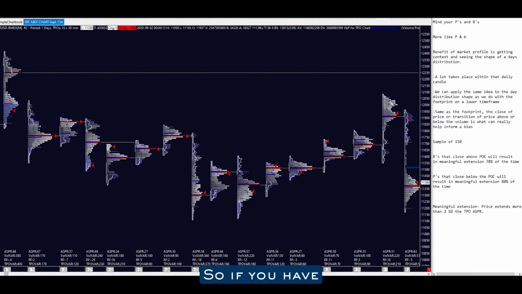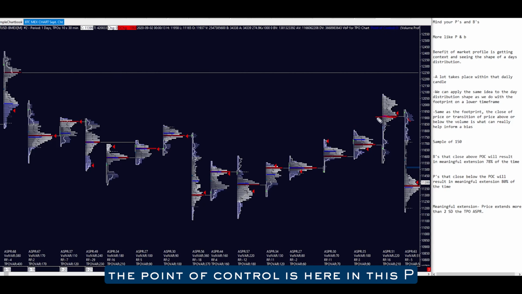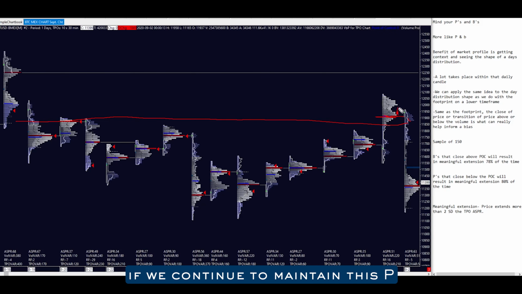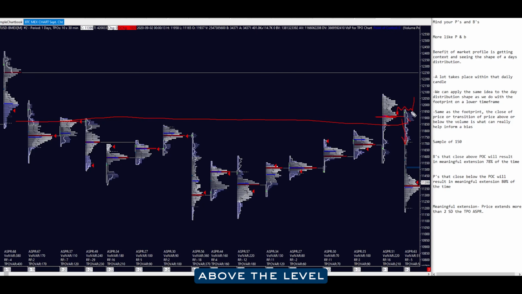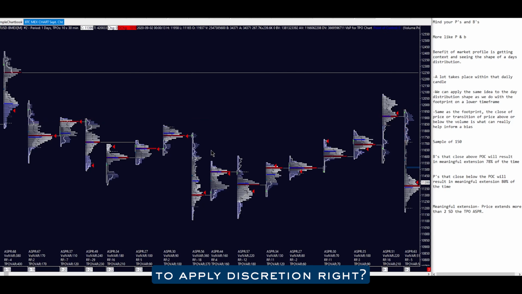So let's say that the point of control is here in this P. This P is above a key level, though. If we continue to maintain this P, it might not be the best case that it's a P that's going to unwind down. This might be the acceptance above the level. So it is important to apply discretion.